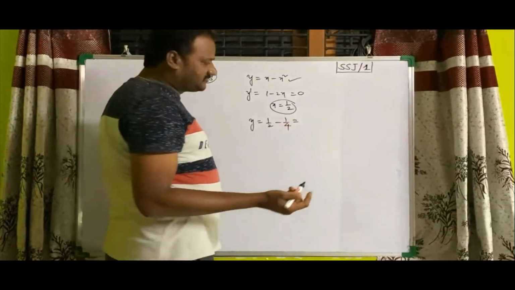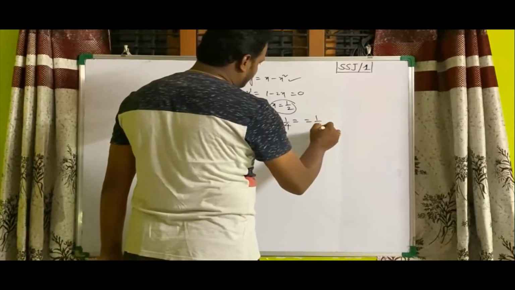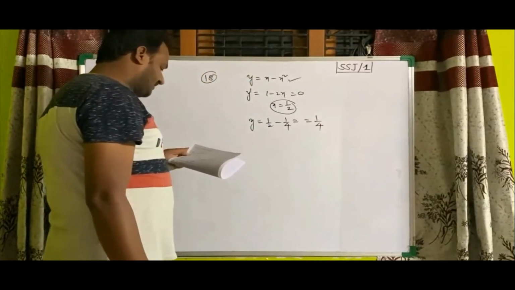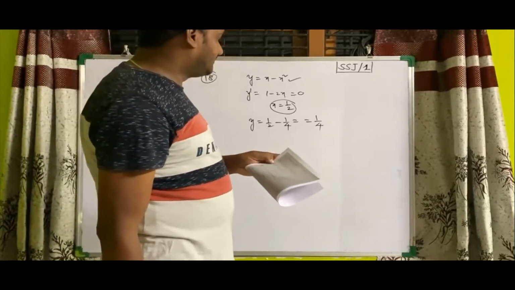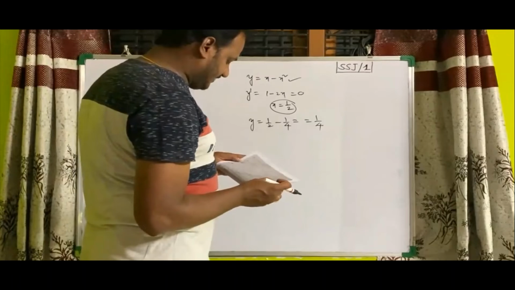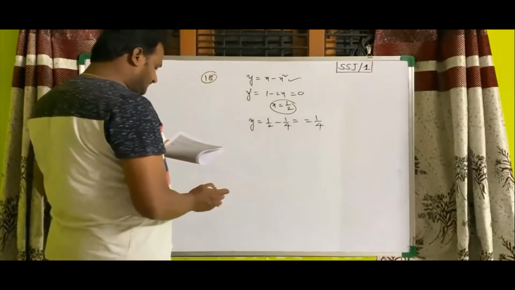Half minus quarter is equal to how much? 1 by 4, right? So 1 by 2 minus 1 by 4 is equal to 1 by 4. So 1 by 4 is the maximum value for this function. You understand? And moving on to the next problem.